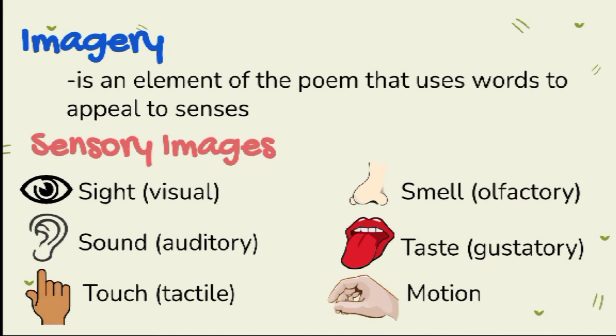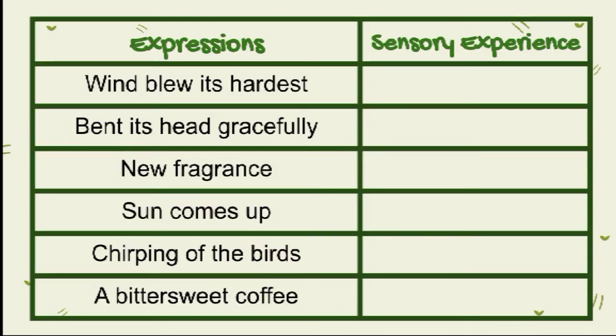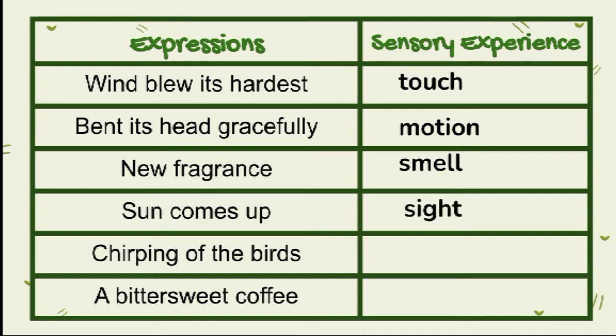So let's try to look at the chart and read the sensory experiences these images suggest. Wind blew its hardest, it is touch. Bent its head gracefully. It is motion. New fragrance. It is smell. Sun comes up. It is sight. Chirping of the birds. It is sound. A bittersweet coffee. It is taste.